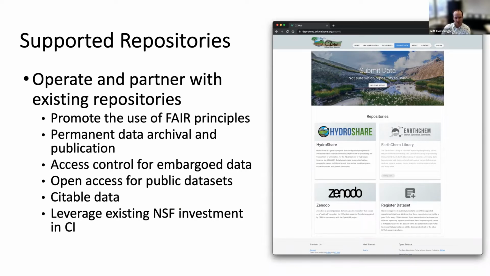We want to promote the use of FAIR principles, and these repositories all do. Permanent data archival and publication, that is a focus of these repositories. They all have ways to do access control for embargoed data. They all have ways to have open access for public data sets, and they all have ways to enable your data to be cited. But in this case, we're also leveraging existing NSF investment in HydroShare and EarthChem. And I'll talk about potentially adding other repositories later in the presentation today.